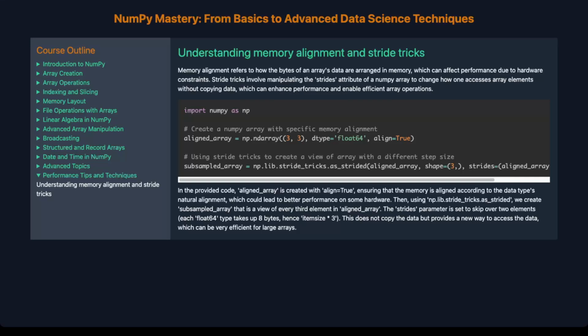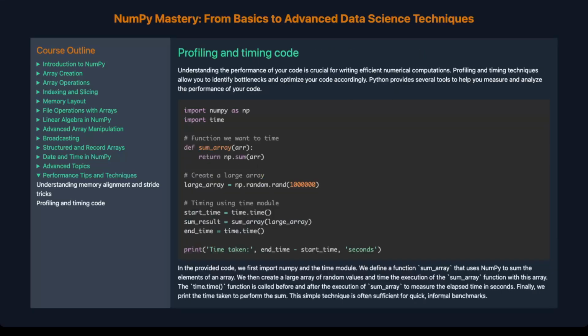np.lib.stride_tricks.as_strided, we create a subsampled array that is a view of every third element in the aligned array. The strides parameter is set to skip over 2 elements. Each float64 takes up 8 bytes, hence the item size times 3. This does not copy the data, but provides a new way to access the data, which can be very efficient for large arrays.